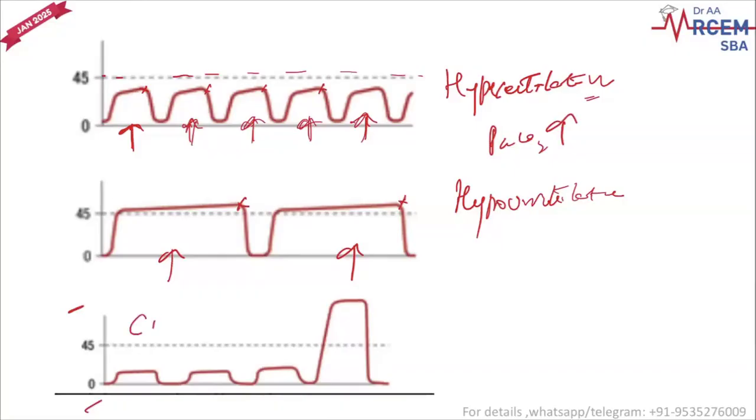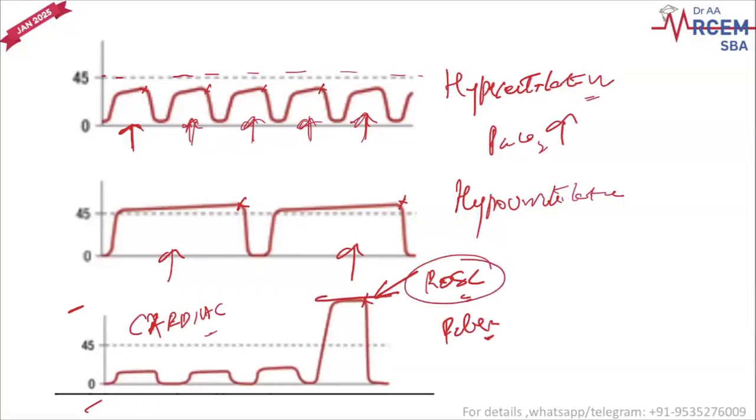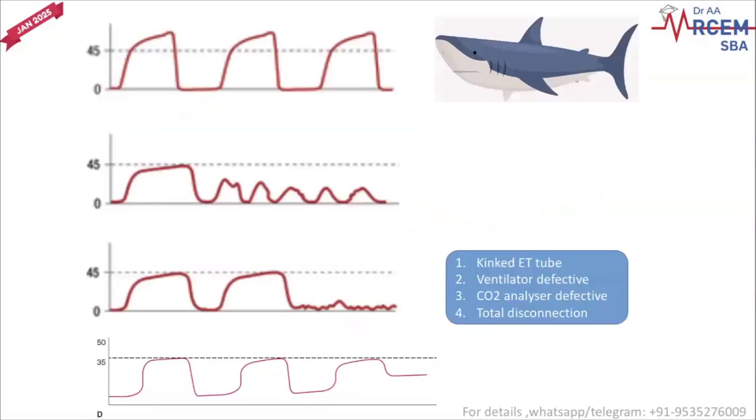Imagine this is a cardiac arrest. You're doing CPR and it's going on. Suddenly you notice on the monitor a drastic increase in EtCO2 values. It has shot up suddenly. This usually suggests return of spontaneous circulation. You need to check whether the pulse is present. If the pulse is present, then you have achieved ROSC, that is return of spontaneous circulation.